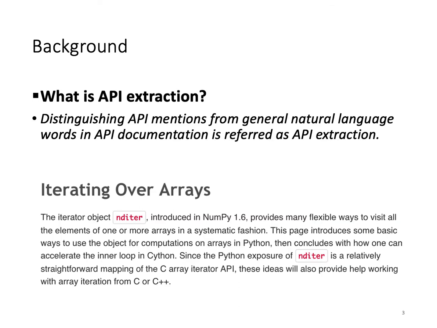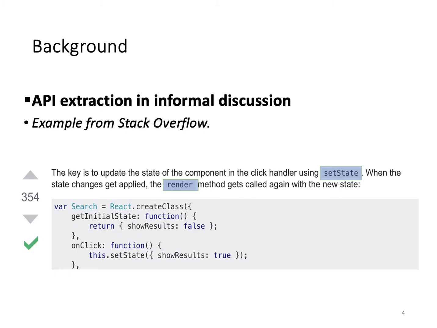So what is API extraction? Distinguishing API mentions from general natural language words in API documentation is referred to as API extraction. The following is one example. The NDE is annotated in this paragraph because it is an API mention.